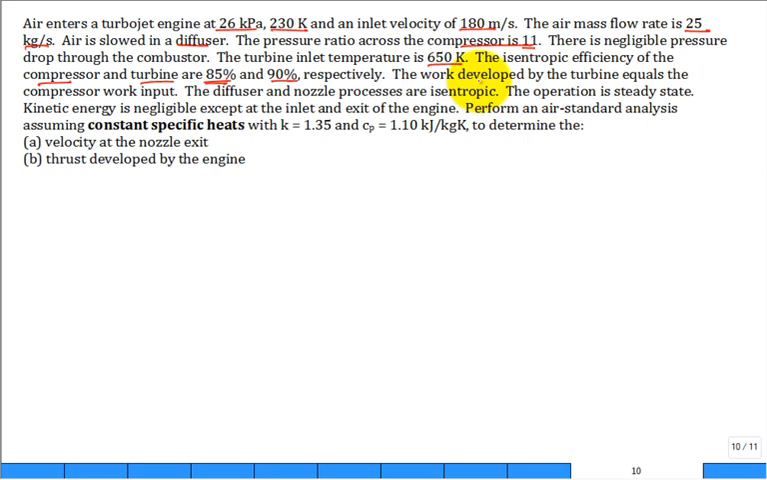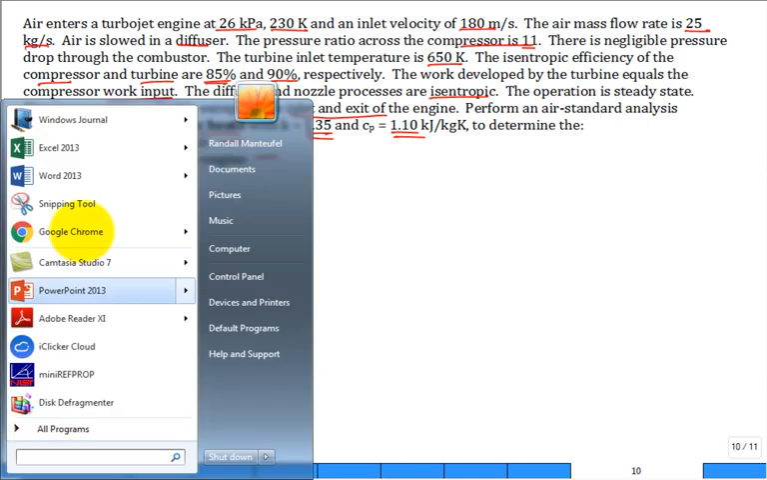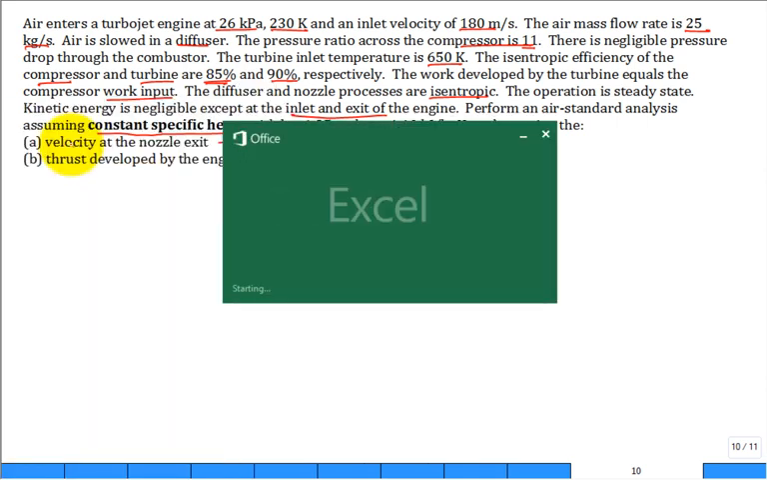And the work developed by the turbine equals the compressor work input. The diffuser and the nozzle are isentropic. The operation is steady state, kinetic energy is negligible except for at the inlet and exit. And do an air standard analysis with a certain value of k and a certain value of c sub p. And calculate the velocity at the nozzle exit and the thrust. So at this point, I'm going to go to Excel.